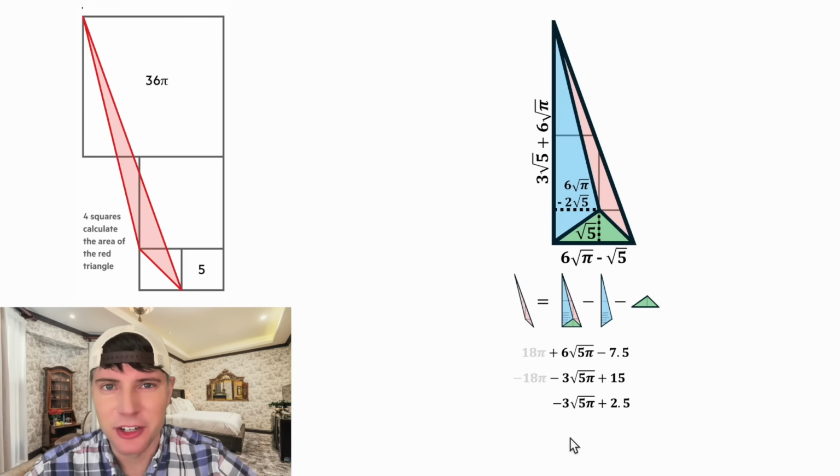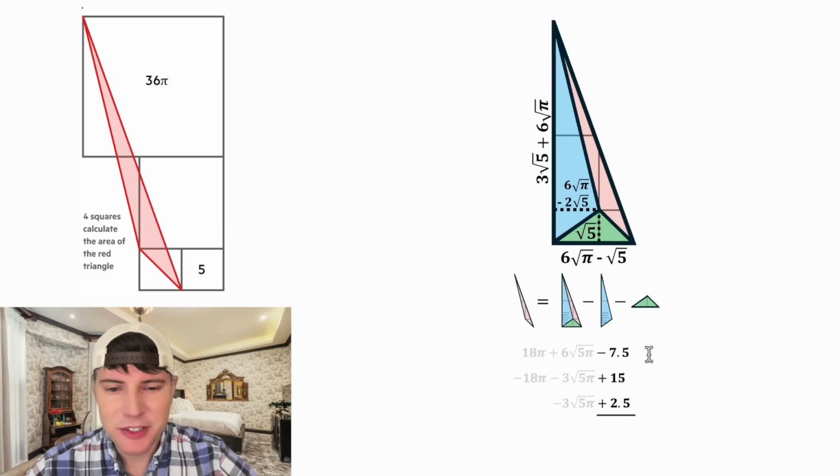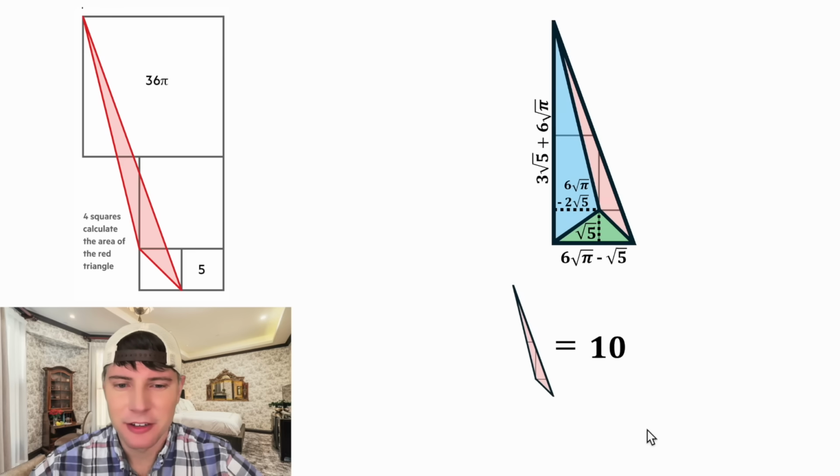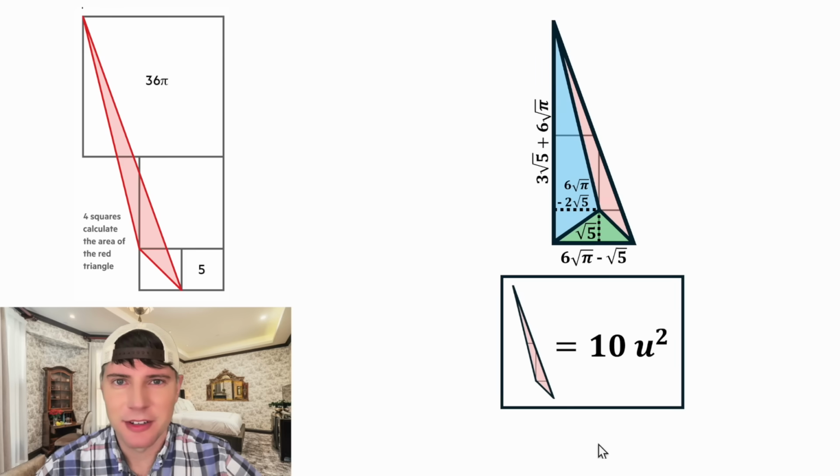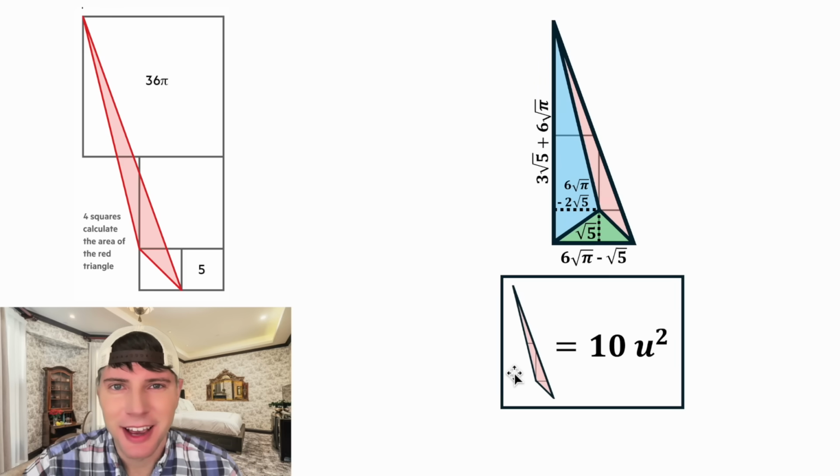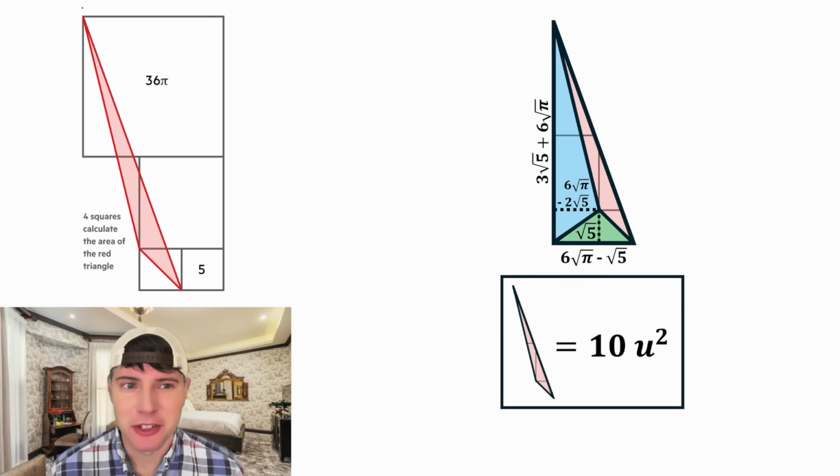This will be equal to 0. It all cancels out. And then negative 7.5 plus 15 plus 2.5 is equal to 10. And that is the area of the red triangle. Let's give it a label and put a box around it. This is the answer to our question. How exciting. Consider this my application for government disruptor. You know where to find me.